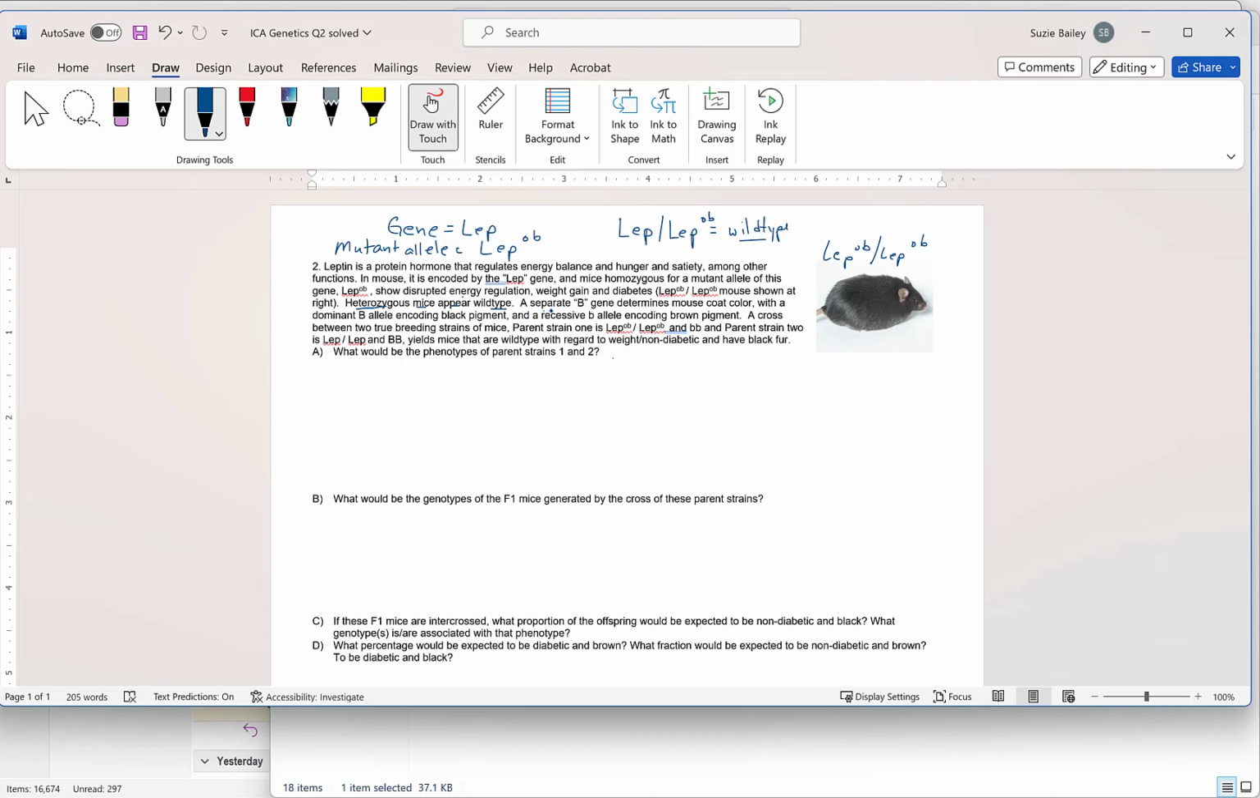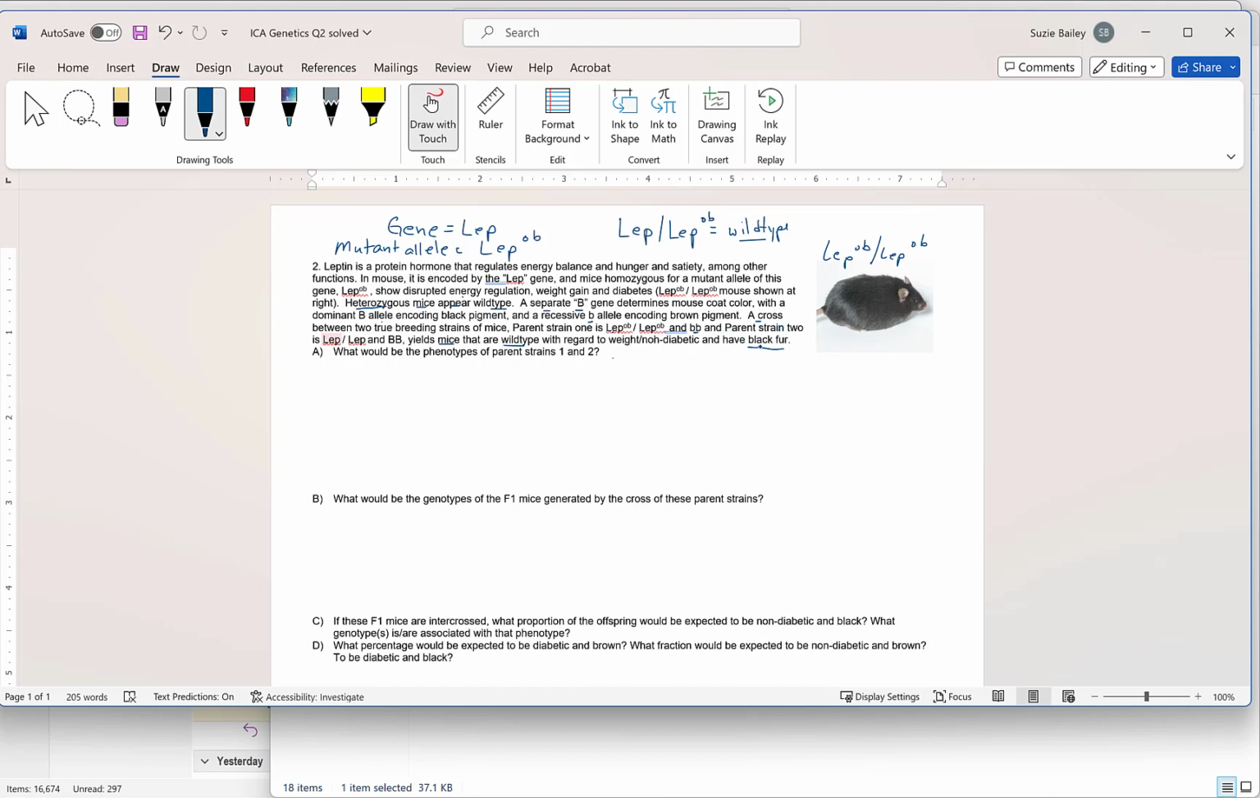Now we're looking at a separate gene, gene B, that determines mouse coat color. There's a dominant capital B allele that encodes black pigment and a recessive lowercase b allele that encodes brown pigment. The question tells us that if we cross two true breeding strains of mice, with parent strain 1 being LEP-OB, LEP-OB, and lowercase b, and parent strain 2 being LEP-LEP, so two wild type alleles at the LEP gene, and capital B, the offspring of that cross are all wild type with regard to their metabolism, so they have normal weight, they're non-diabetic, and they have black fur.